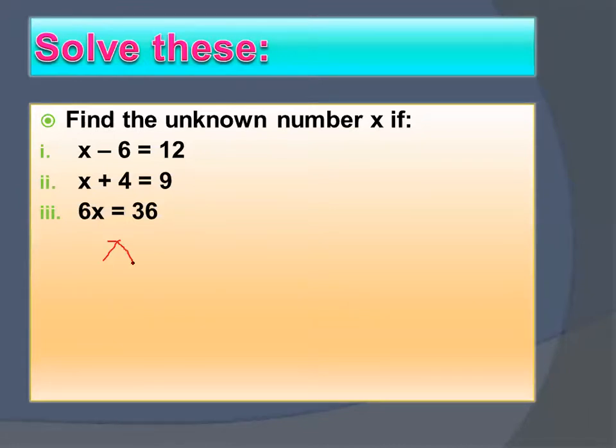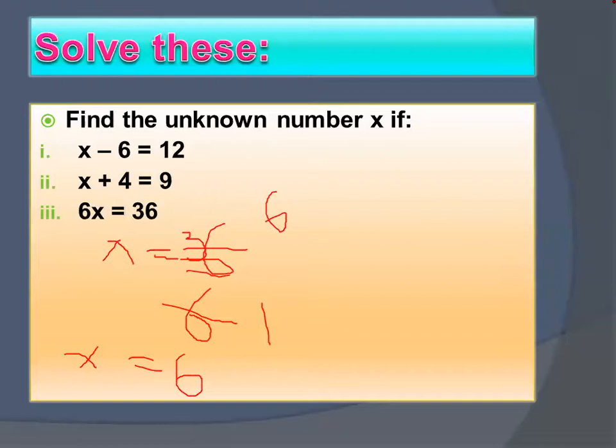You will write here x equals to 36. Now what you have to do, you have to divide this 36 by 6. Why? Because 6 is multiplying with the x here, so on the right side it will be divided with the 36. So 36 upon 6. 6 ones are 6, 6 6s are 36. So your x is equals to 6. That's it.